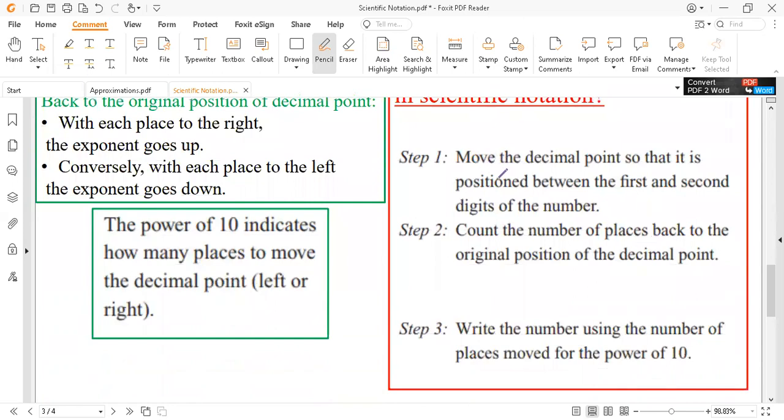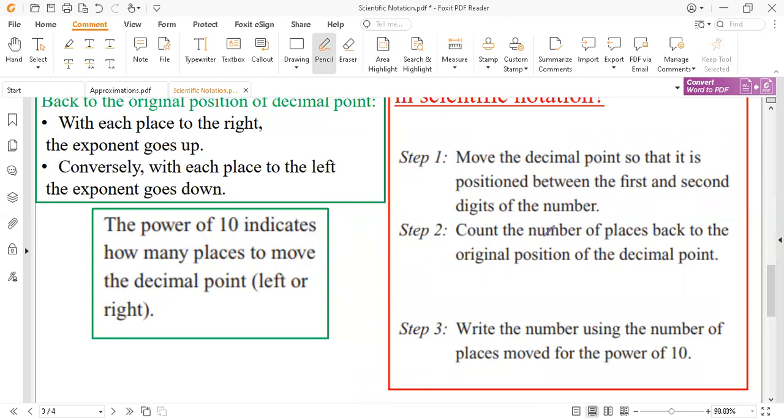At the first step, we move the decimal point so that it is positioned between the first and second digit of the number. If we have any very big number, or a very small number with a decimal point, we move the decimal point and position it between the first and the second significant figure.